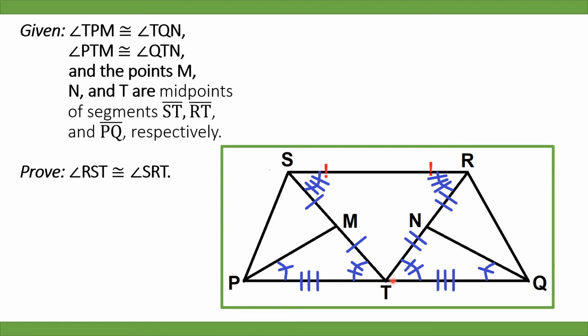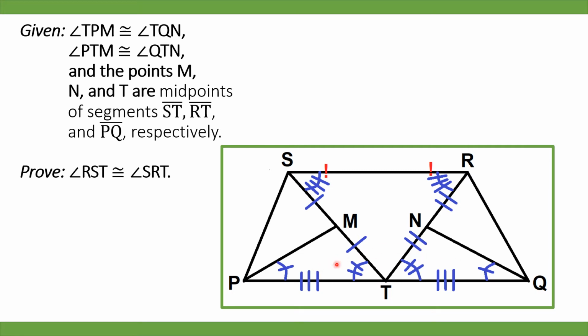Now, how are we going to prove that angle RST is congruent to angle SRT? Notice that these two angles could possibly be congruent if we can prove that ST and RT are congruent by the isosceles triangle theorem. In the previous slide, we assumed that ST and RT are not congruent. Is it possible that we can make ST and RT congruent?